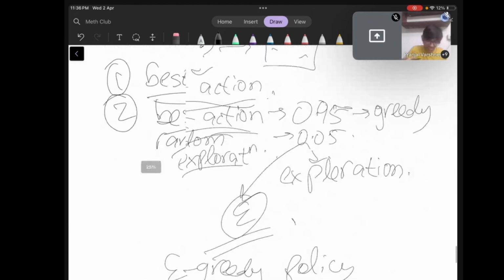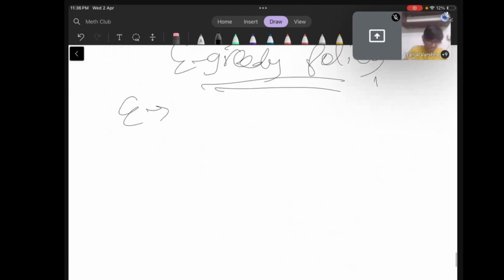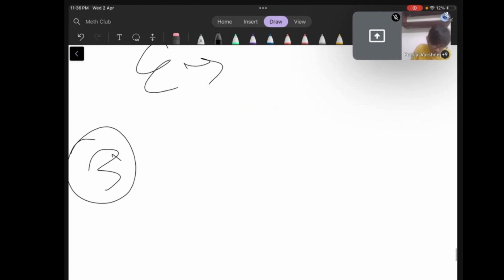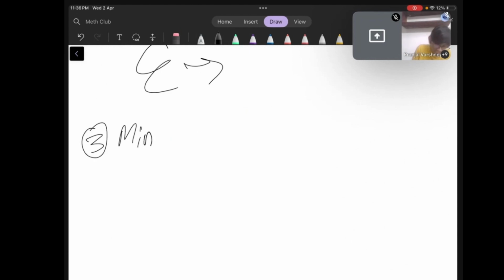Second was the epsilon greedy policy. Now third, we have time, no? Yeah. Third, I'll discuss. Third is called mini batching. I hope that is the name.